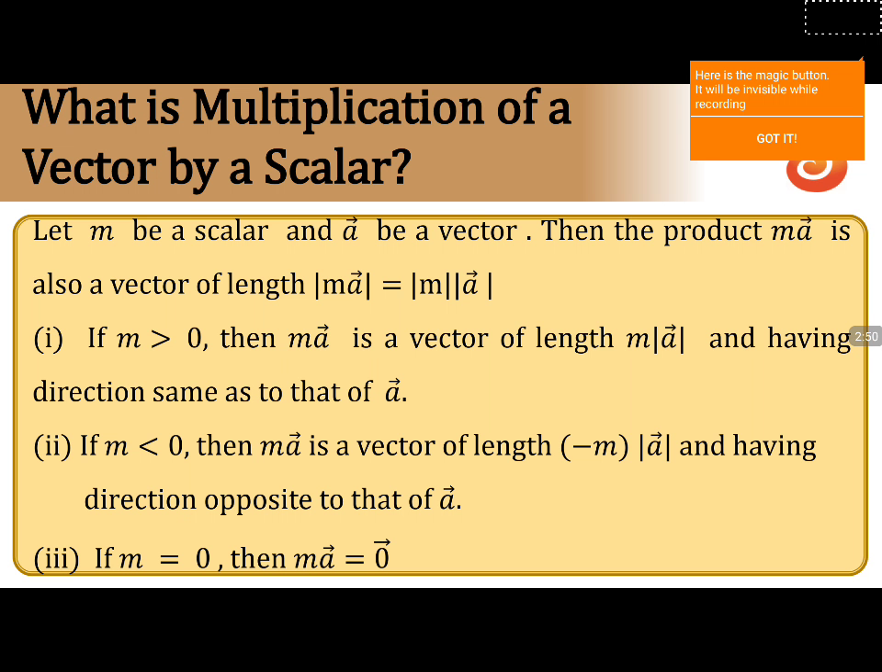And the third case is if m is equal to 0. So when m becomes 0, m into a vector is equal to 0 into a vector, and 0 into a vector becomes 0. So in this case, m a vector, that is the multiplication of a vector by a scalar, becomes 0.